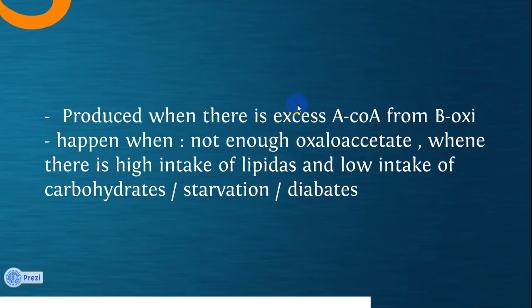Now, we will not have enough oxaloacetate in the following conditions: when there is a high intake of lipids and a low intake of carbohydrates, starvation, and diabetes. If one of those conditions happens, we will not have oxaloacetate. If there is no oxaloacetate, there will be an excess of acetyl-CoA. If there is an excess of acetyl-CoA, there will be no citric acid cycle. The acetyl-CoA will go to the ketone body cycle.